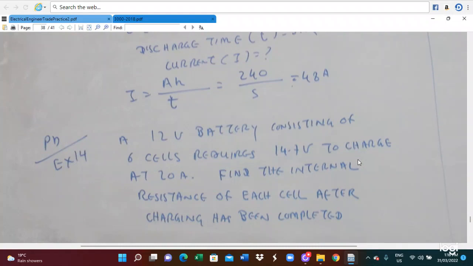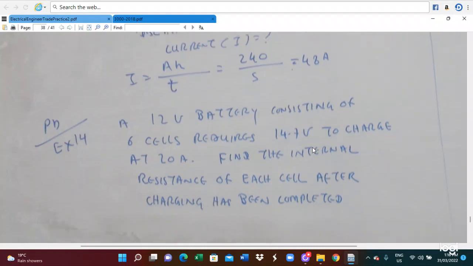The next problem: a 12 volt battery consisting of 6 cells requires 14.7 volts to charge at 20 amperes. Find the internal resistance of each cell after the charging has been completed.